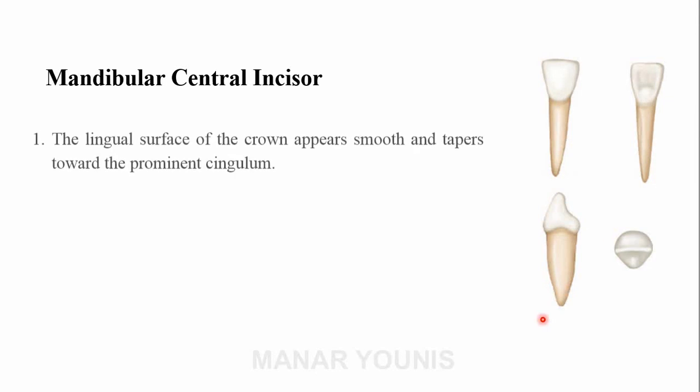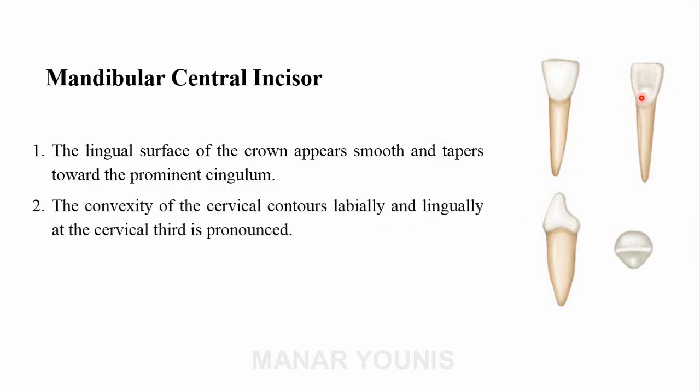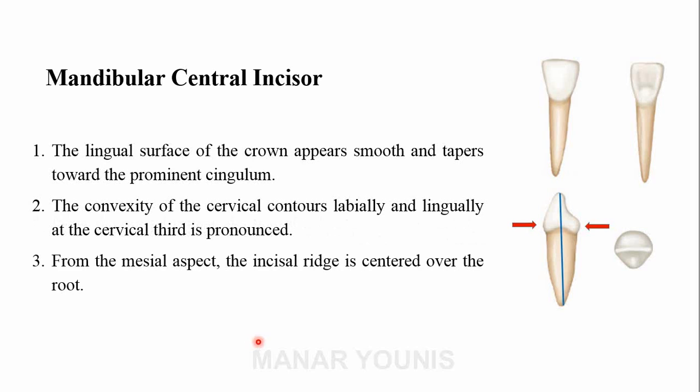The primary mandibular central incisor shows the following features. The lingual surface appears smooth and tapers toward the prominent cingulum. There is marked convexity or prominence of the labial and lingual contours, which are located in the cervical third, opposing each other. From the mesial aspect, the incisal ridge is centered over the root, and in this feature it's different from permanent incisors, where the incisal edges are located lingual to the long axis of the root.